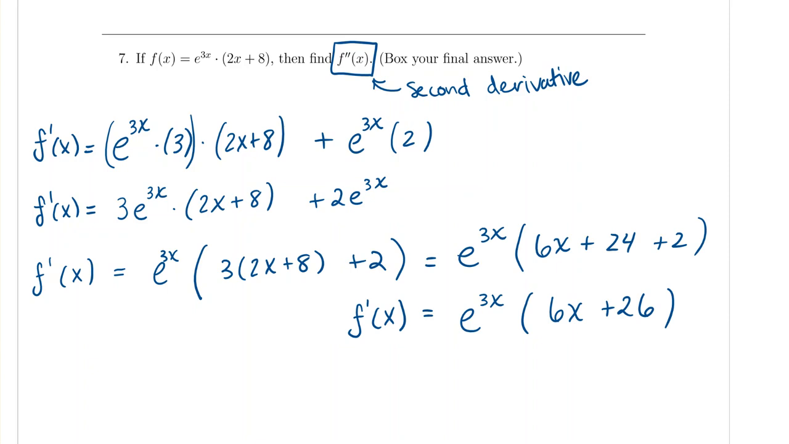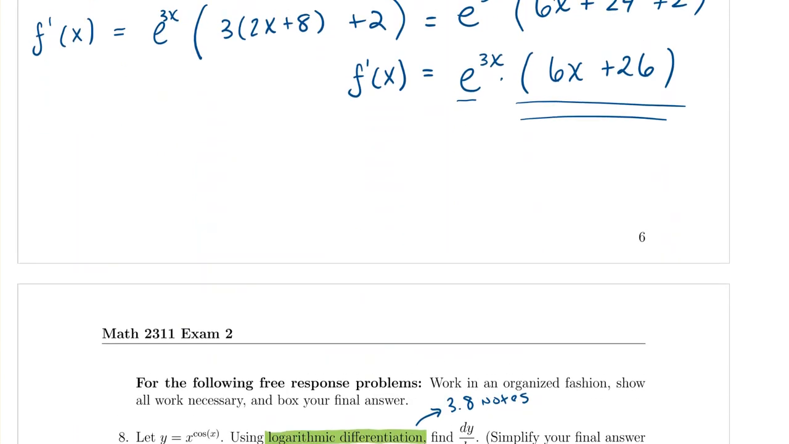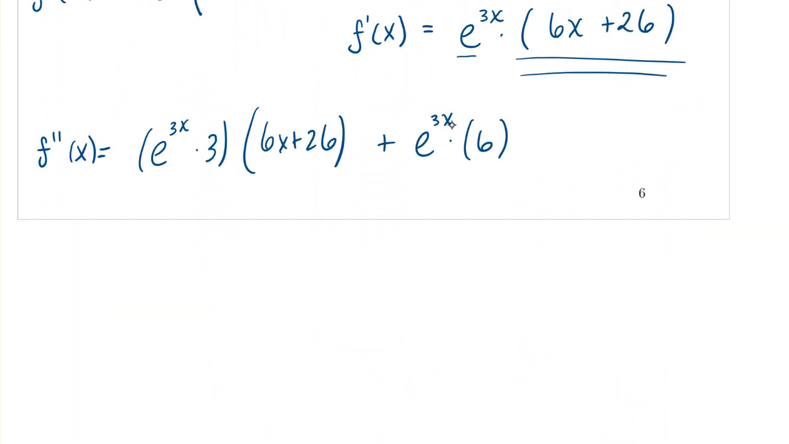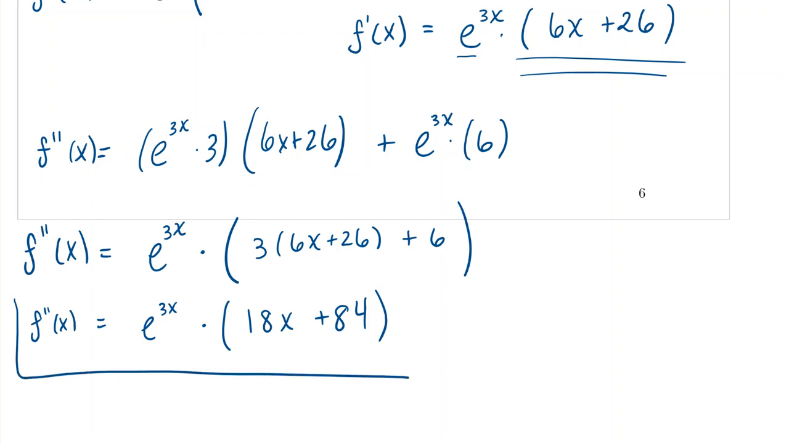So after just a bit of algebra, we get the derivative simplifies to this, which we could then again apply product rule to get our second derivative. Taking the derivative again, we get this, distributing and simplifying. Okay. And we could simplify finally the second derivative to be this.